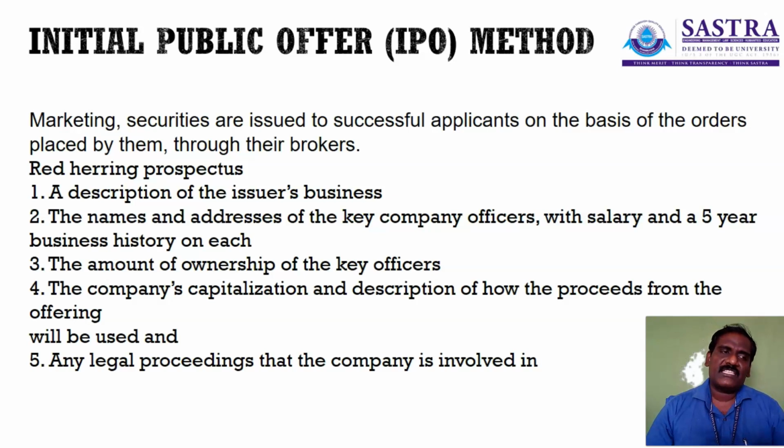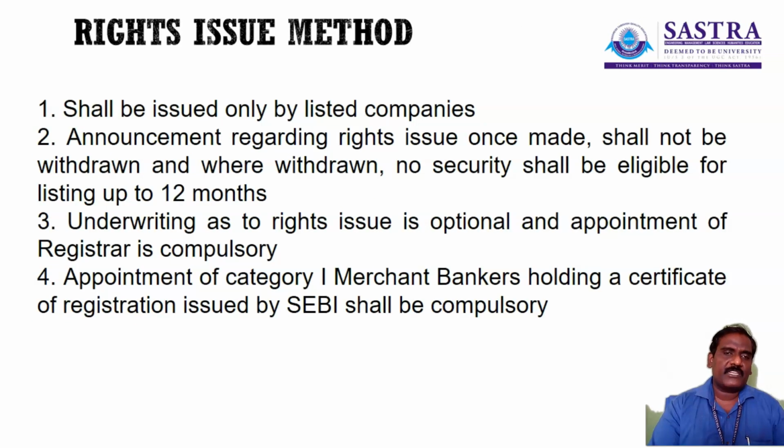So what capital is already owned by the company, the book value, and what is the additional capital requirement of the company, for what purpose the additional requirement is being used, the future requirement, what kind of achievement they are going to provide further, is discussed in this particular part. And any legal proceedings that the company is involved in, any pending cases, that information has to be provided in the red herring prospectus.